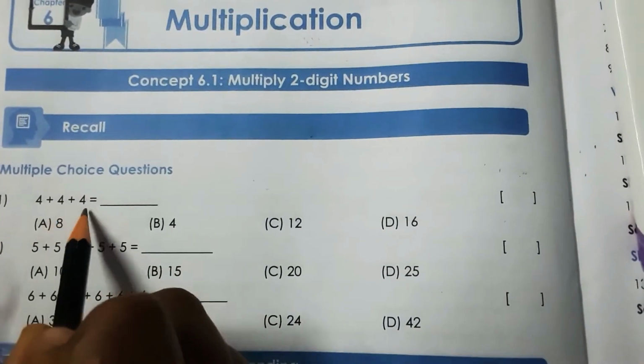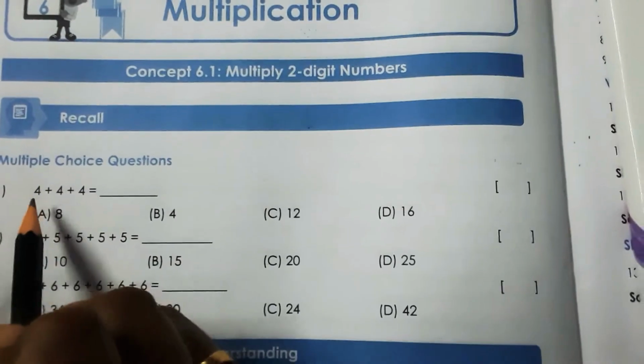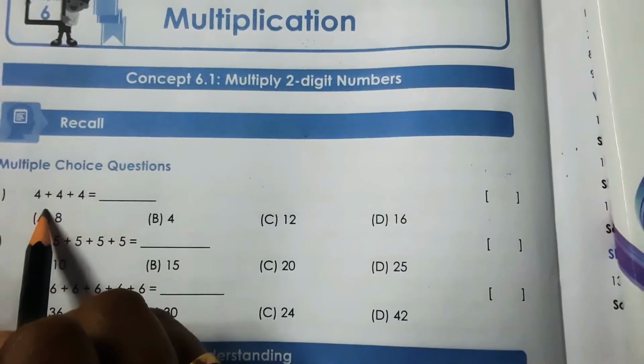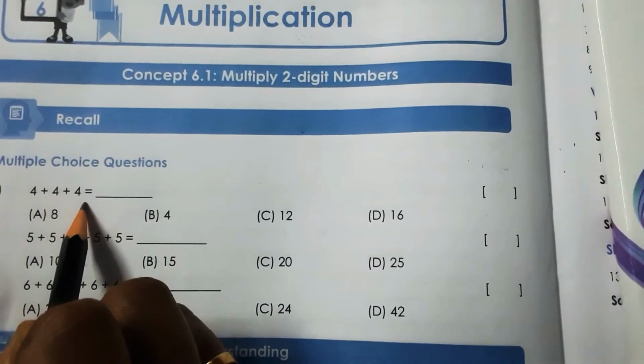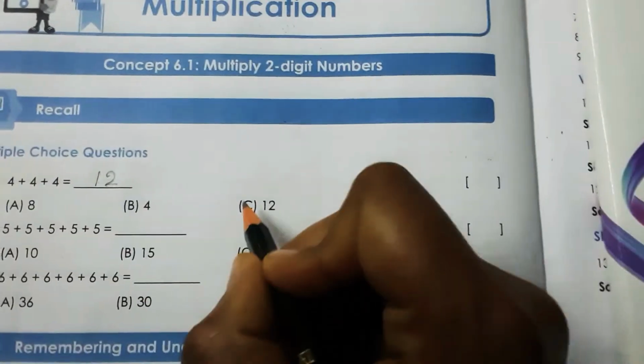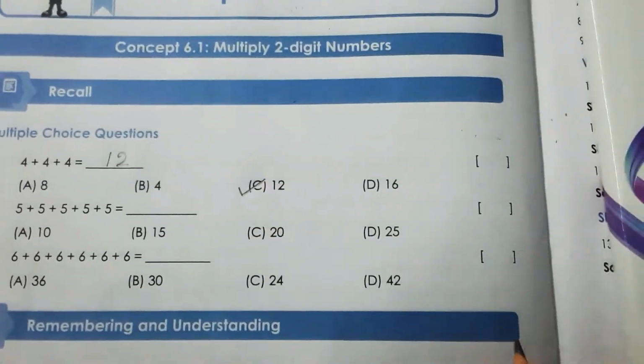4 plus 4 plus 4 is equal to dash. What is 4 plus 4 plus 4? Yes, 3 times we are adding 4. 4 plus 4 is 8. 8 plus 4 is 12. Yes, so the answer is 12. Option C is the right answer.